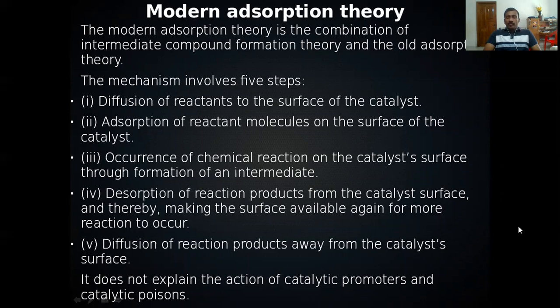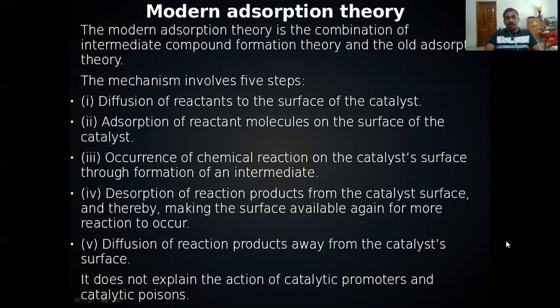The mechanism involves 5 steps. According to modern adsorption theory, the mechanism of catalysis involves 5 steps. The first one, diffusion of a reactant to the surface of the catalyst. Reactant slowly comes to the surface of the catalyst. Second, adsorption of reactant molecules on the surface of the catalyst. Reactants are adsorbed on the surface of the catalyst. Third, occurrence of chemical reaction on the catalyst surface through formation of an intermediate. Then it will react with the catalyst and form an intermediate on the surface of the catalyst.